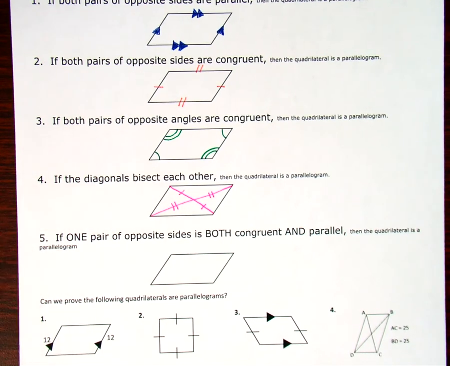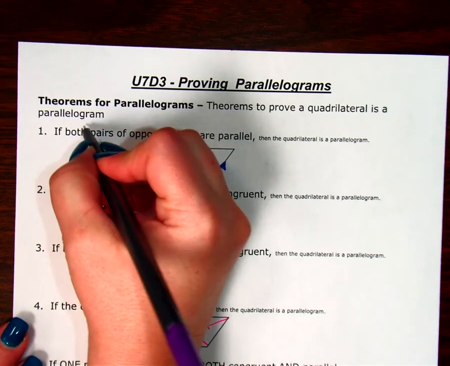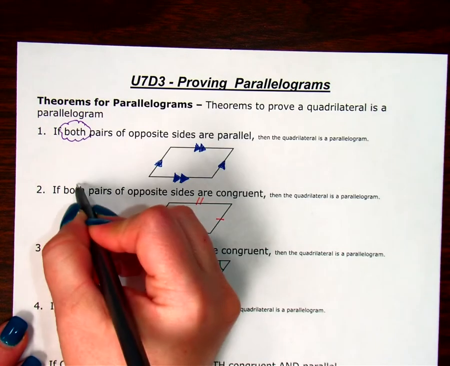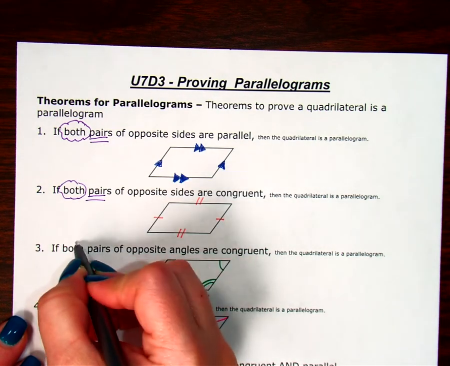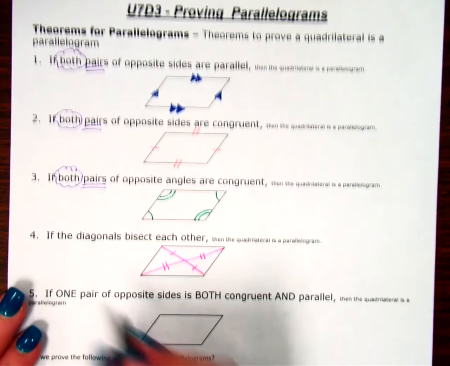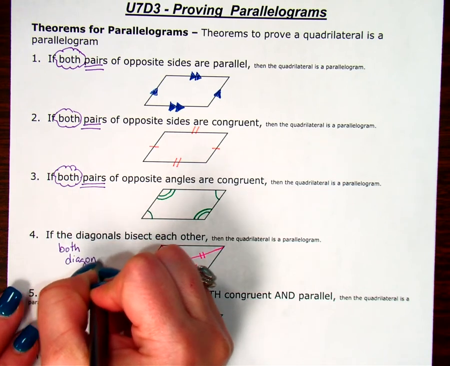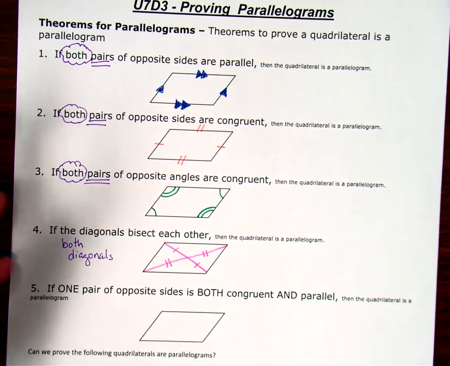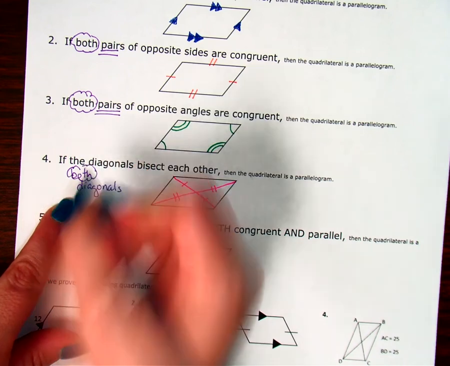Okay? And then the last one that we have, if one pair of opposite sides is both congruent and parallel. So when I looked up here, it had to be both pairs, and both pairs, and this one had to be both diagonals, because again, if only one diagonal is bisected, that's going to give us a whole other shape that we're going to talk about later next week.